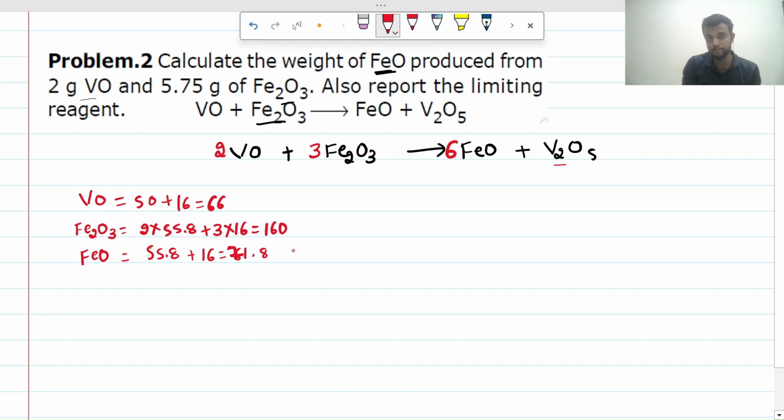Now my dear students, look here. Let's move to the calculation of the number of moles of VO. N is equal to how much weight are they giving? 2 gram, divided by the molecular weight, 66. If you calculate this, you will get 0.0298 mole of VO. Next, calculate the number of moles of Fe2O3. N is equal to how much weight are they giving? 5.75 gram divided by the molecular weight, 160. If you calculate, you will get 0.0359. Correct. Now 0.0298 and 0.0359 are the moles they are giving.